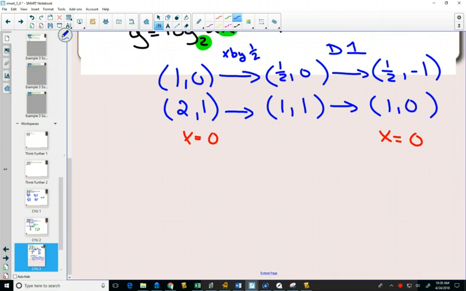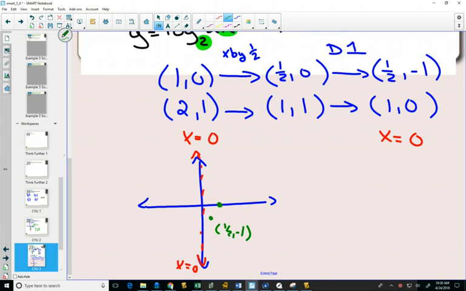So what does that mean? What does that look like? Well, we can now graph our final function. Our asymptote stayed in the same place at x equals 0. We have the point 1, 0, and we have the point 1/2, negative 1. Label those points. And the shape is generally the same.